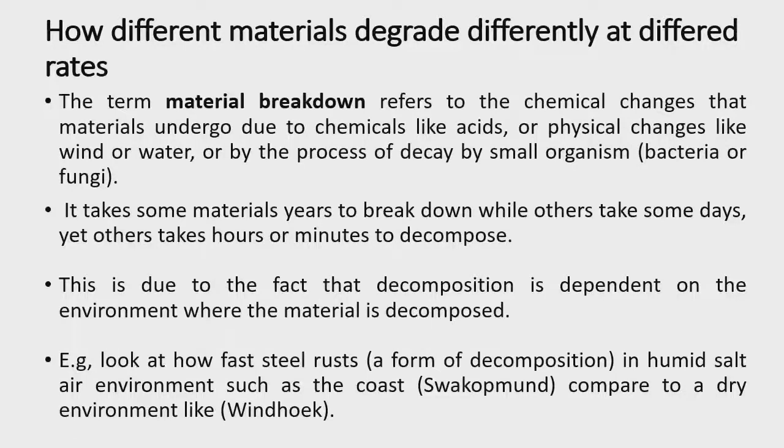So for example, look at how fast steel rusts, a form of decomposition, in a humid, salty air environment, particularly the coast, such as Swakop, when you compare it to a dry environment such as Windhoek. So it will degrade much faster in a humid environment such as the coast, and quite slowly in an environment that is drier, like Windhoek. So a material would degrade differently depending on the area where it degrades, and also the process that it undergoes, those chemical changes, the way they react.